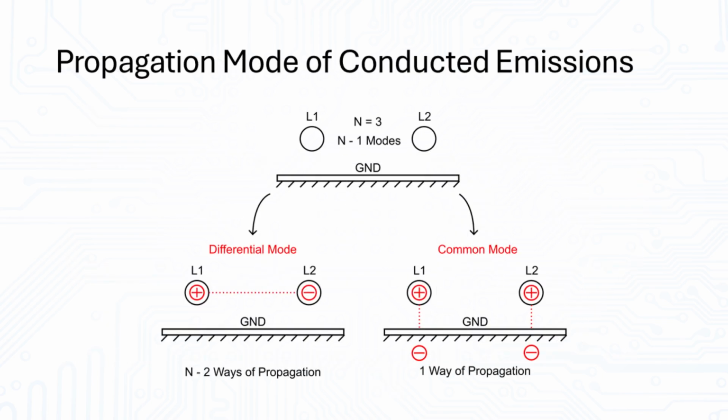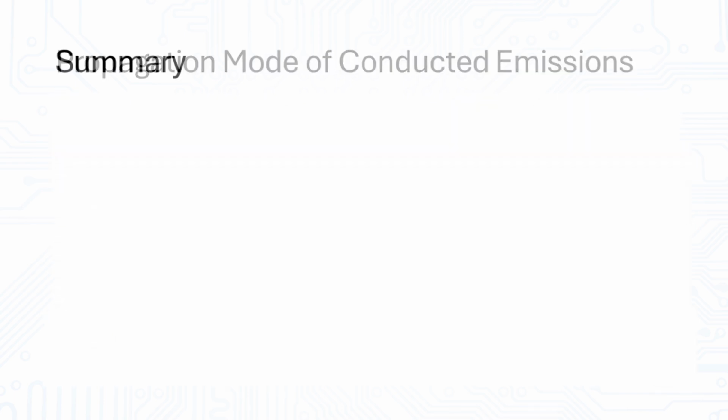With increasing number of power lines, the number of differential modes increases, while there is only a single common mode. For our N-conductor system, this means that we have a single common mode and N-2 differential modes present. The distinction between these different modes of propagation is important when it comes to choosing the appropriate countermeasure against conducted emissions. For most applications, filters are used as a countermeasure, and to design them, we must know the mode of propagation.